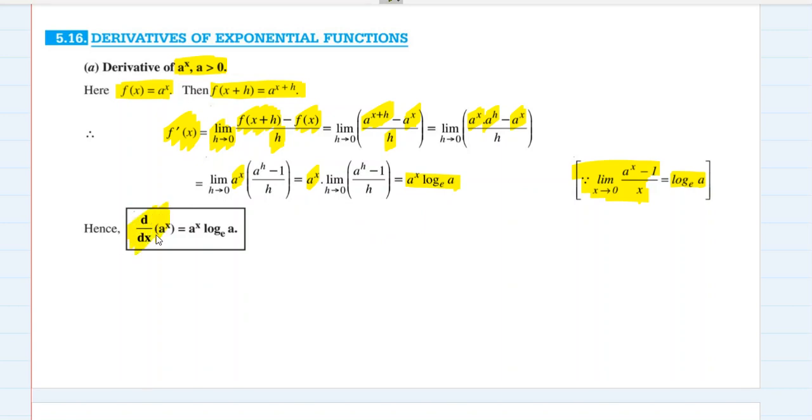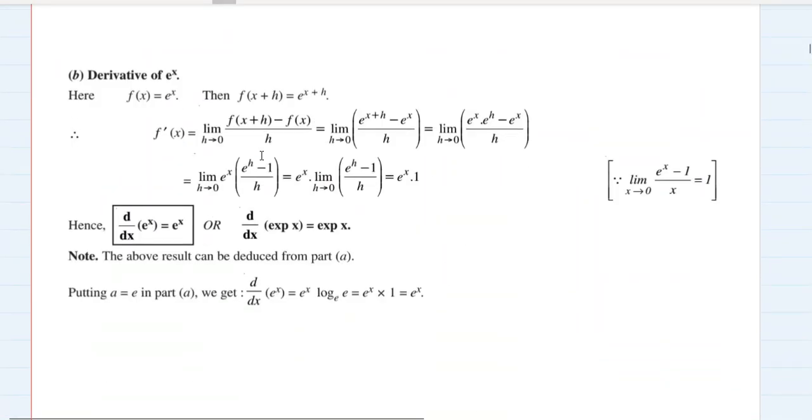So d by dx of a raised to x is equal to a raised to x multiplied by log of a to the base e. Remember the formula. You have to apply the formula. Similarly, we can derive the formula for e raised to x. We take f of x as e raised to x, then f of x plus h will be e raised to x plus h.